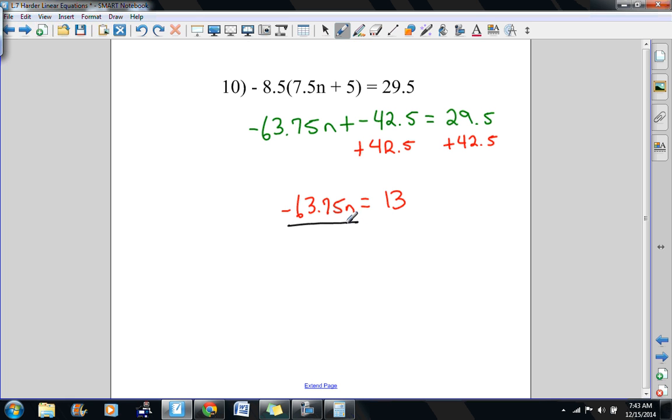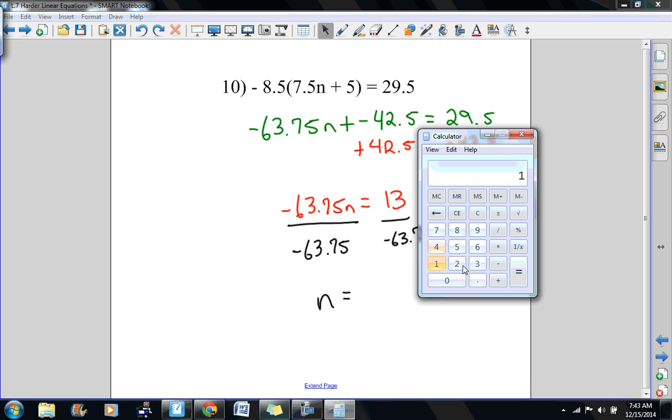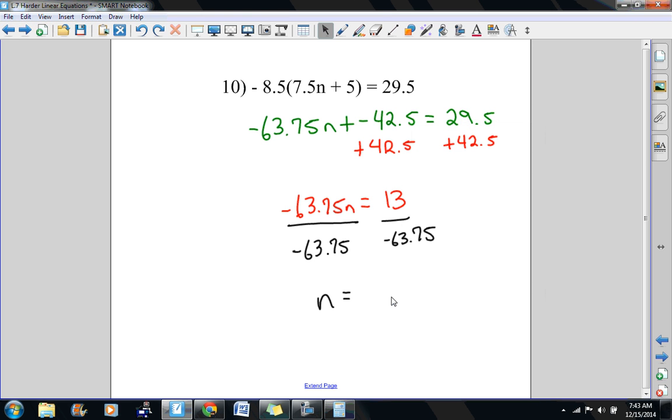So now I'm going to divide by negative 63.75. So my n is equal to negative 0.2, basically 2/10 would be fine.